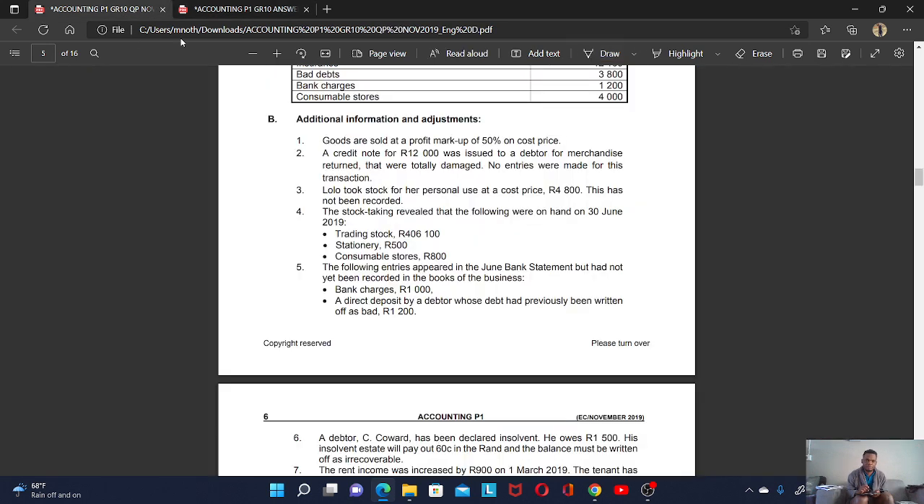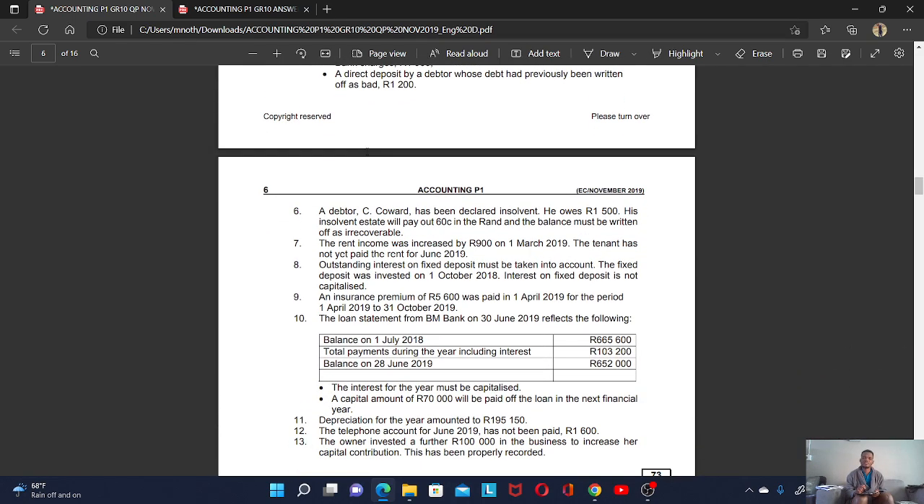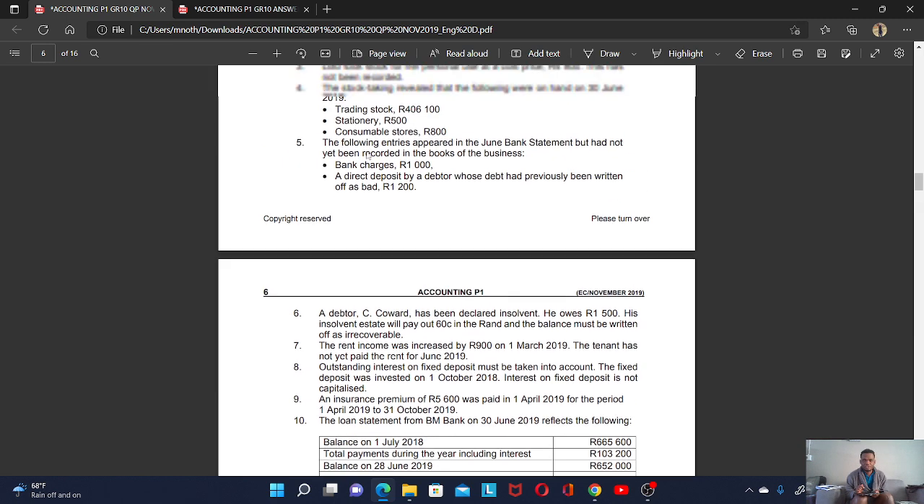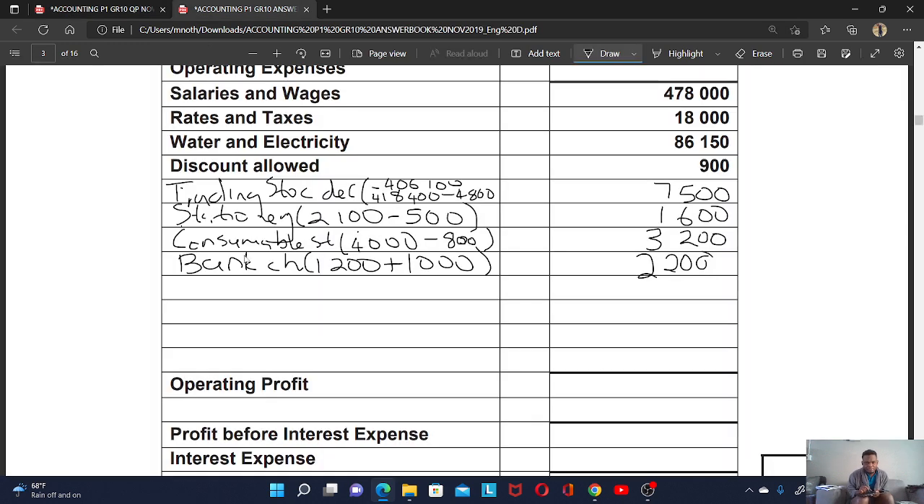Then we continue. Number 6. A debtor, C. Coward, had been declared insolvent. He owes 1,500. His insolvent estate will pay 60 cents in the rand, and the balance must be written off as irrecoverable. Okay. How much do we have for bad debts? The bad debts that we have is 3,600.